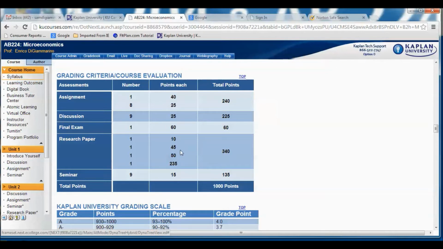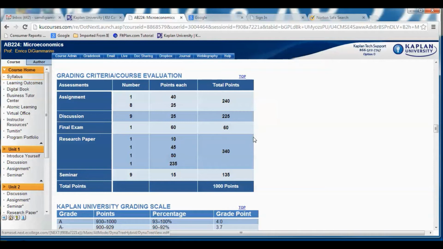Now I'm going to tell you, really focus on these two things, and do them to the very best you can. Because if you get 100% on the draft, then when I return it to you with my comments, all you have to do is resubmit it, and you've already got your 235 for the final part of the paper. Those are easy points if you do a really good job on the draft. And we already talked about the seminar being easy.